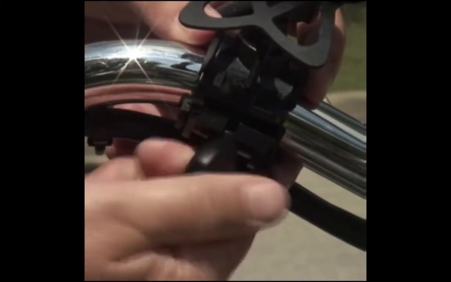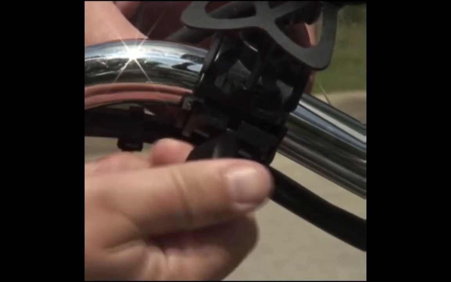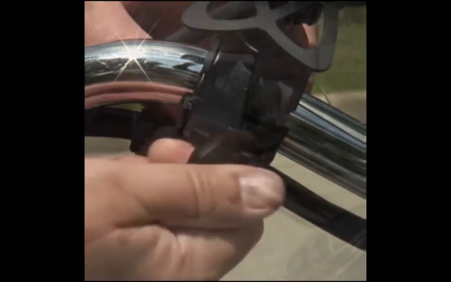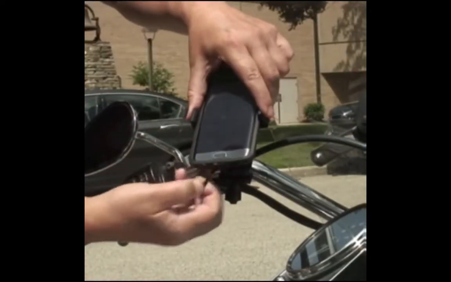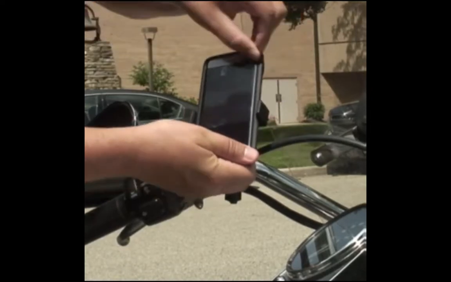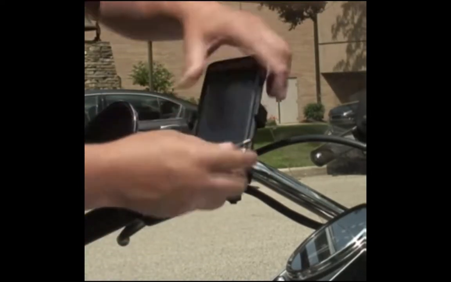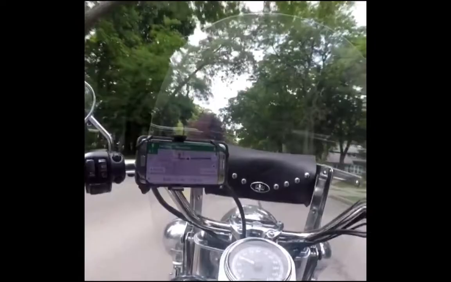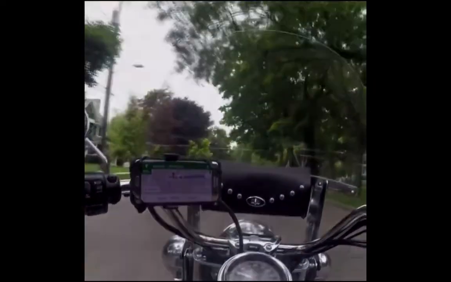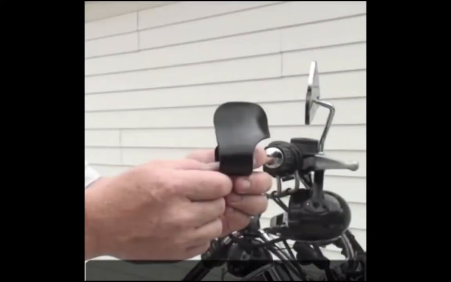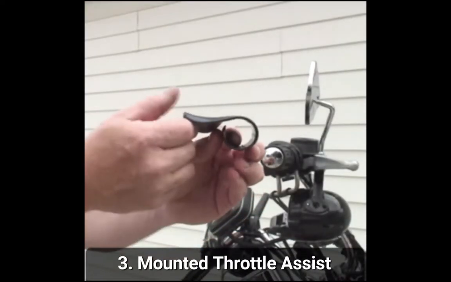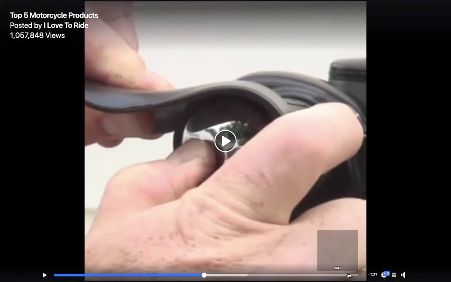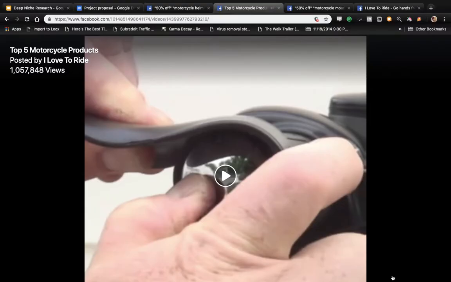Let's see this one. So, this is a phone mount. Very useful. Once again, they're showing it in use. Very effective. All right, so I think you get the point. This just keeps on going on.